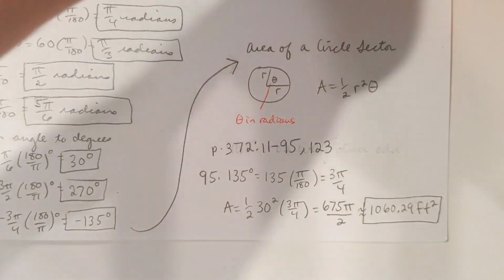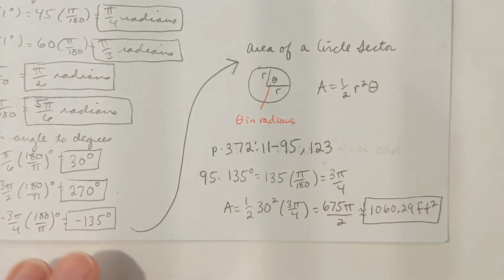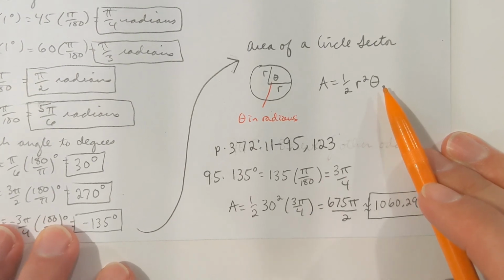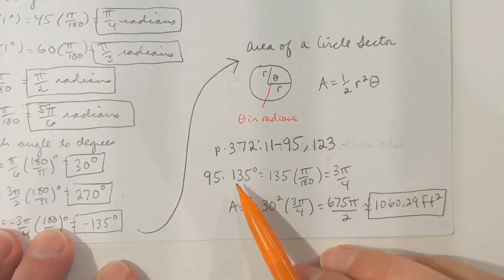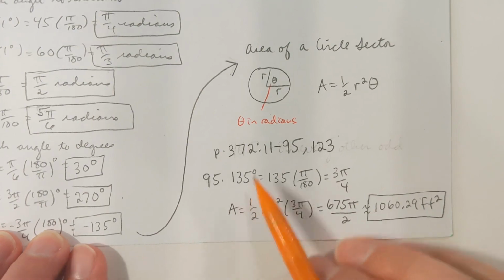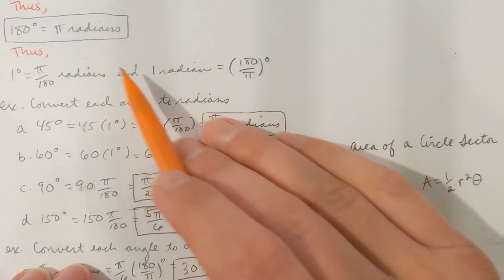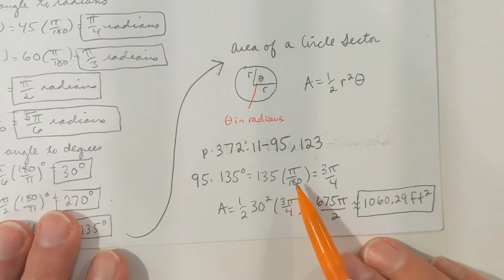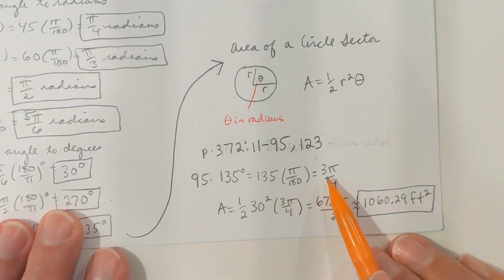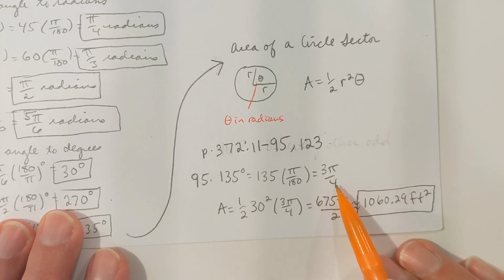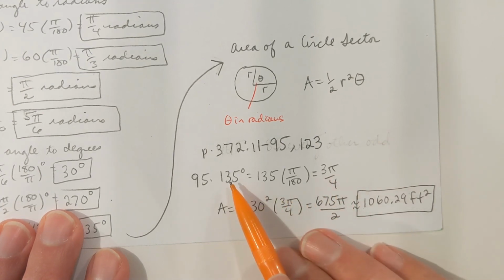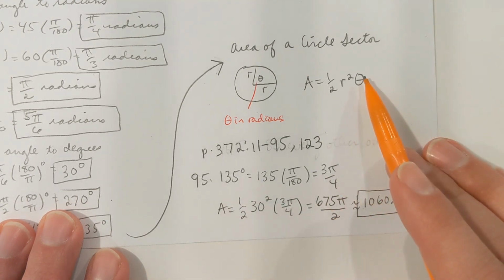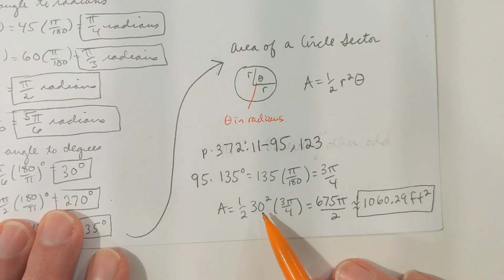The formula that I gave mentioned that theta has to be in radians. So the first thing I'd want to do is look at what 135 degrees is in radian measure. Well, 1 degree is the same as pi over 180 radians, right? So if I use that conversion formula and then simplify, 3 pi over 4 radians would be the same as a 135 degree angle. That's going to be my theta value. R is the radius of the circle, which in this problem is 30 feet.